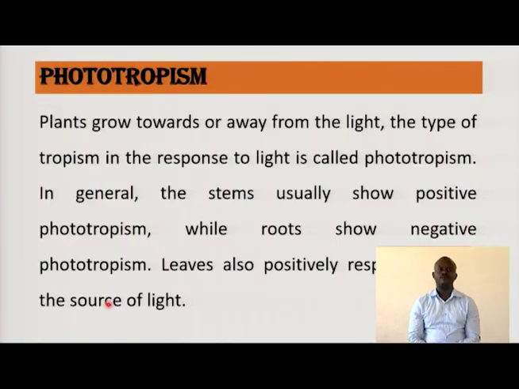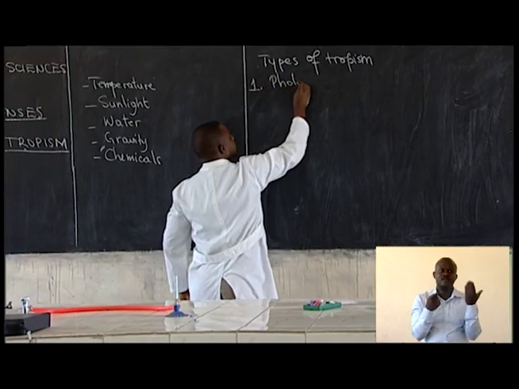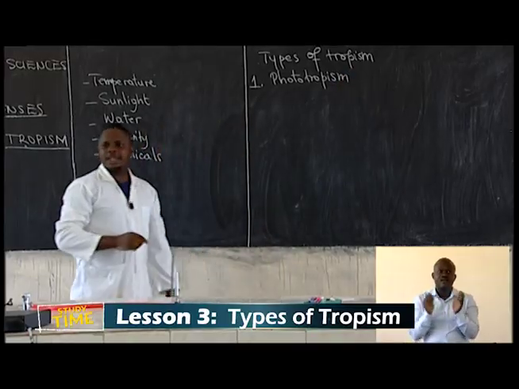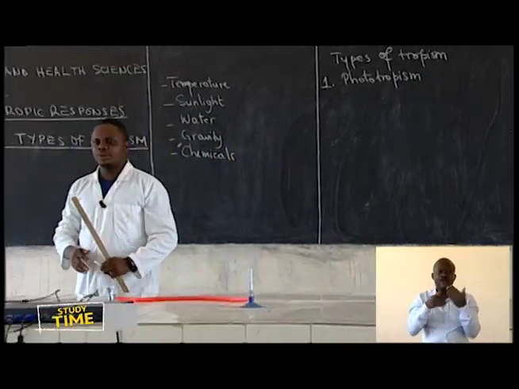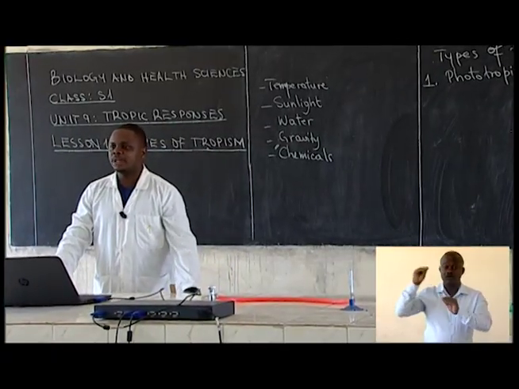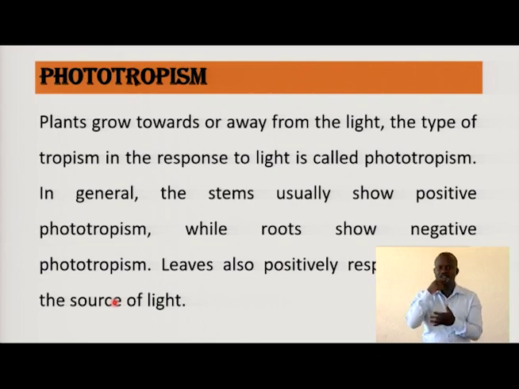One example is phototropism. And what do you understand when we talk about phototropism? Remember, photo is about light, and tropism is the plant's response towards the stimulus. Here, we say plants grow towards or away from light. The type of tropism in the response to light is called phototropism. In general, stems usually show positive phototropism.